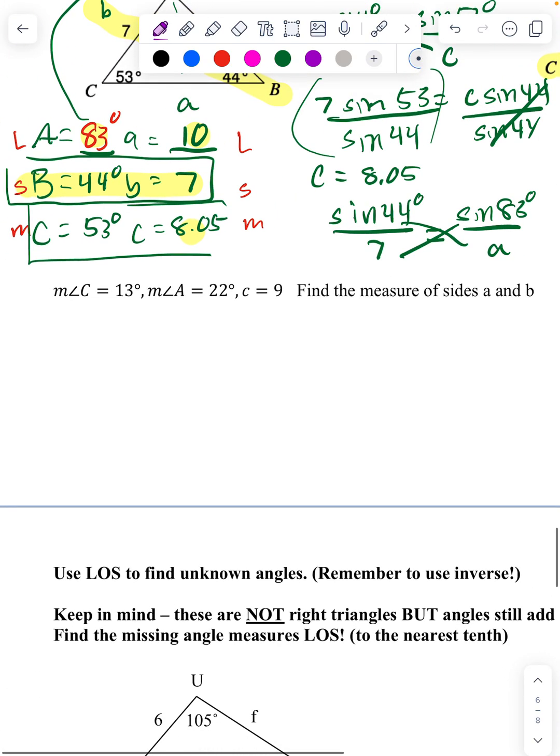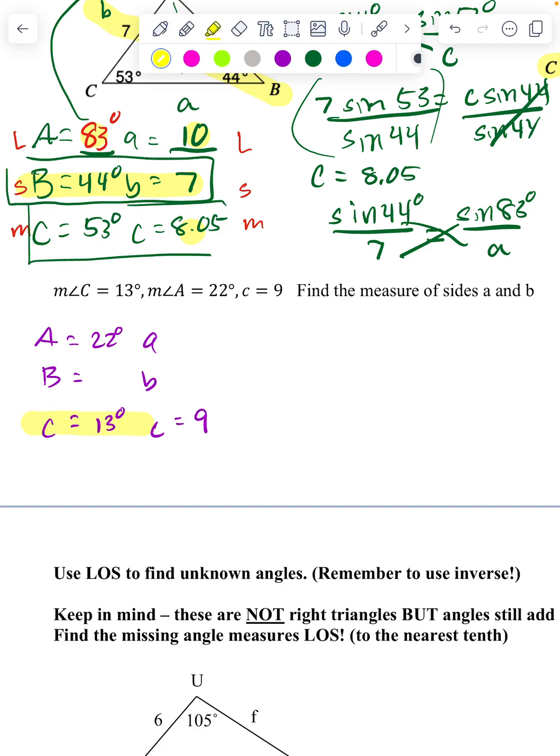What if they don't actually give you a picture? That's why I like to write it out like this. Then I don't need to try to draw a triangle. I just write down what I know. I know C is 13. I know A is 22. And I know little c is 9. So I know that I can use the law of sines. And I also know I can find B through subtraction.